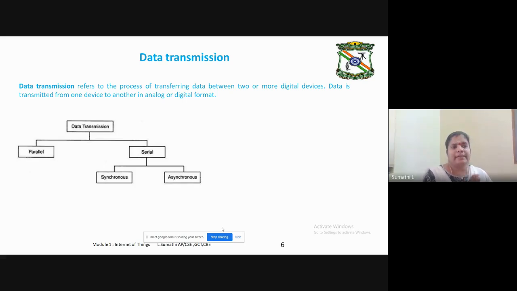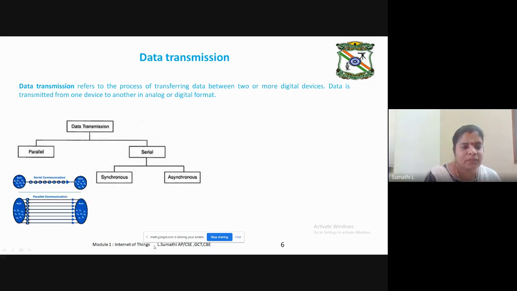Let us take 8-bit data. In parallel transmission, you transmit all the 8 bits at the same time from one device to another device. You need to have 8 wires. In serial transmission, you transmit 1 bit at a time in a sequence. That is serial transmission. Either you transmit serially, or in parallel you transmit all at a time.